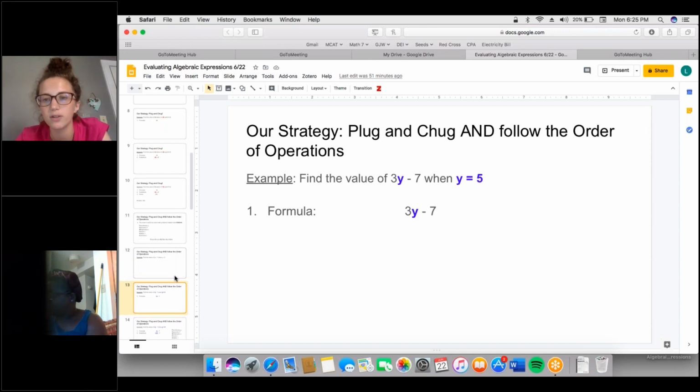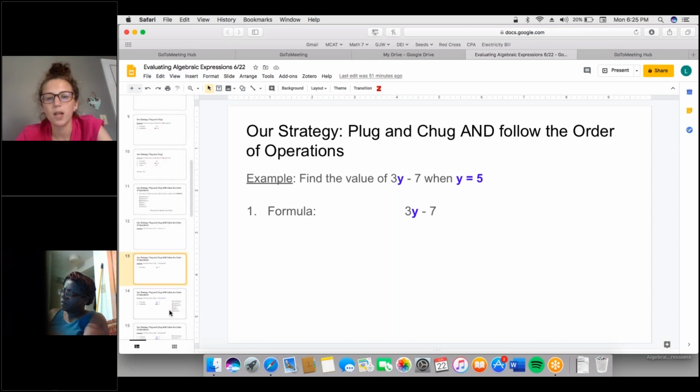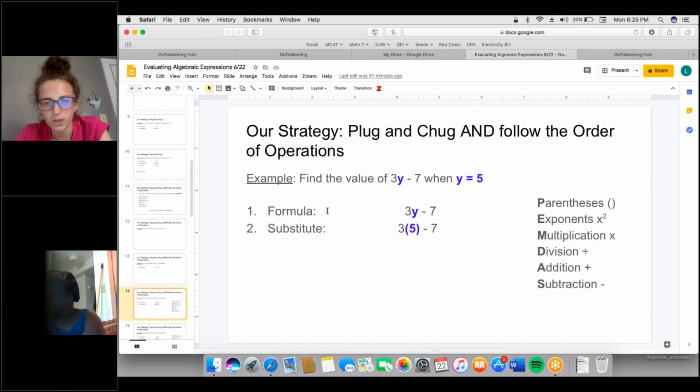And I'm also given a value for y. So in that plug step, I'm going to plug in y equals 5. I'm going to plug in 5 for y. So I get 3 times 5 minus 7. That parentheses just means multiplication.